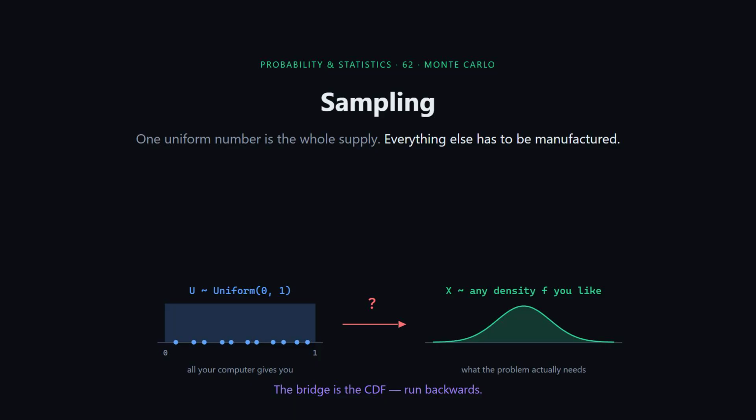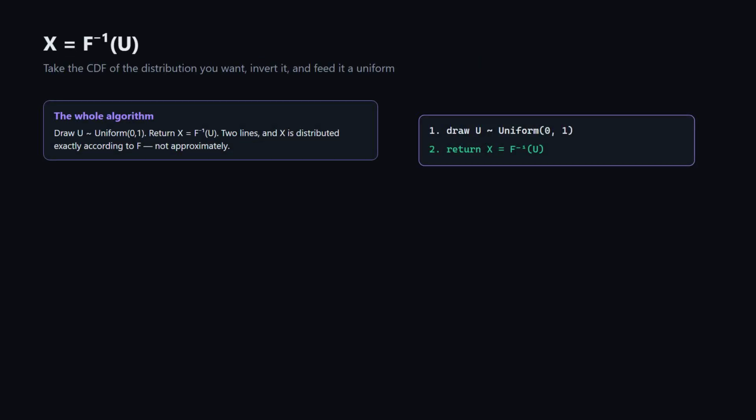So the first question of the section is a manufacturing question. Given a uniform, how do you build a sample from any distribution you like? The answer is the cumulative distribution function, run backwards. Take the CDF F of the distribution you want, invert it, and feed it your uniform. X equals F inverse of U. That is the whole algorithm.